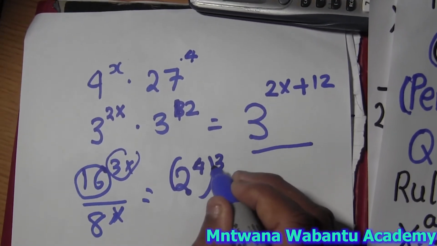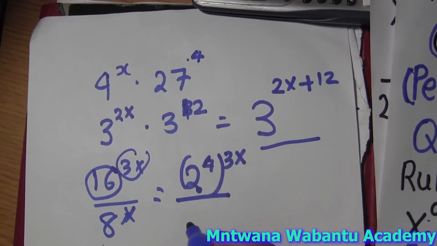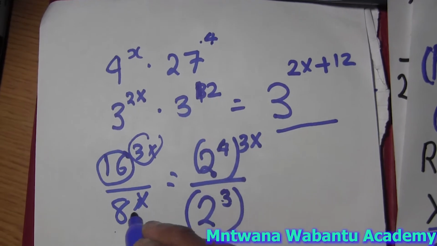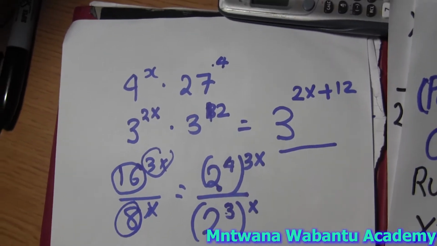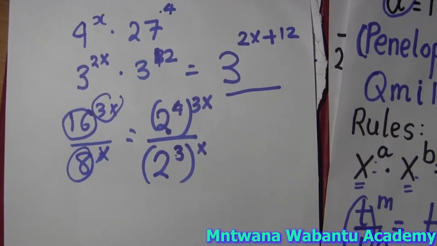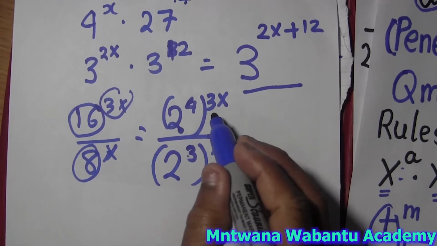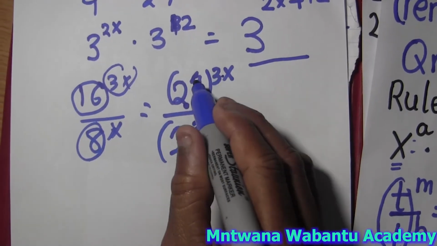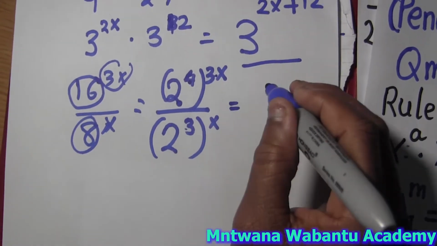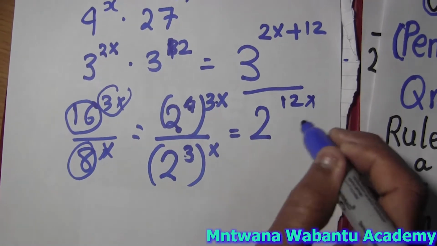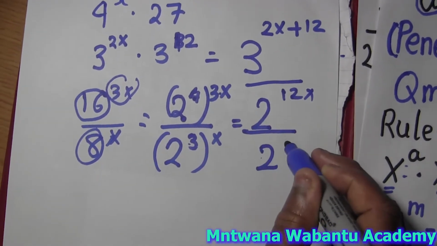But outside of here we have 3x over 8. 8 means 2 power 3, because 2 power 3 gives us 8. And then we have an x here. So in that case now we have another rule. If you have such a case, I can multiply these powers. Remember, this is a power and this is a power, I mean exponential, excuse me. So it's going to be 2 power 3 times 4, which is equal to 12x, over 2 power 3x.